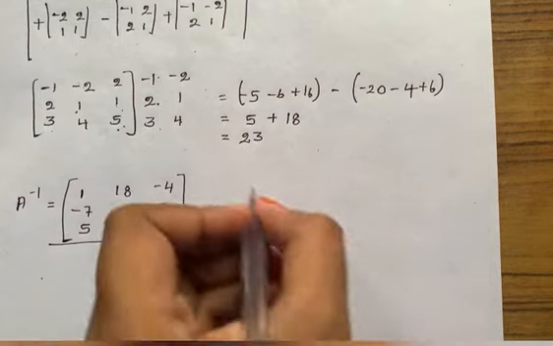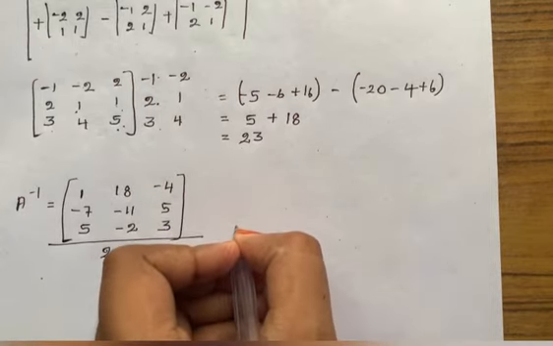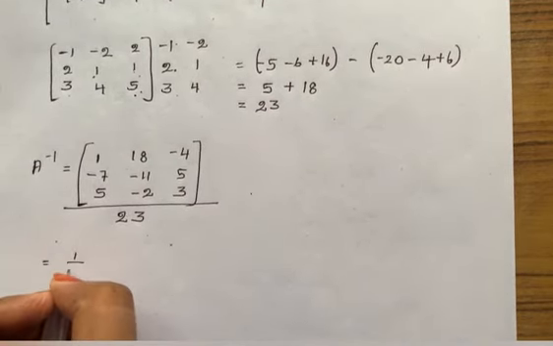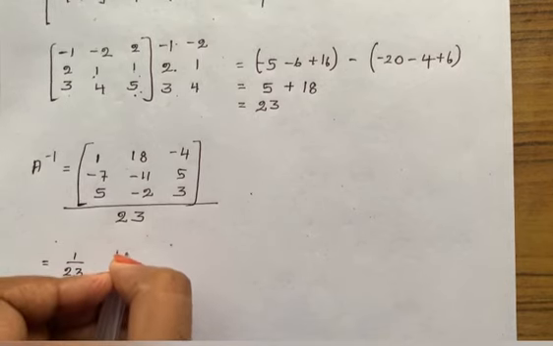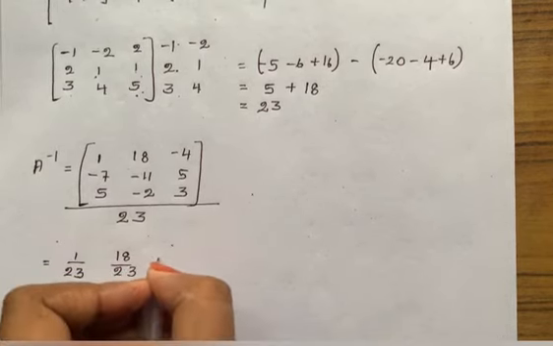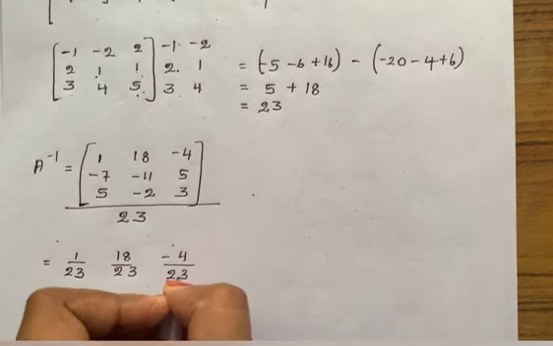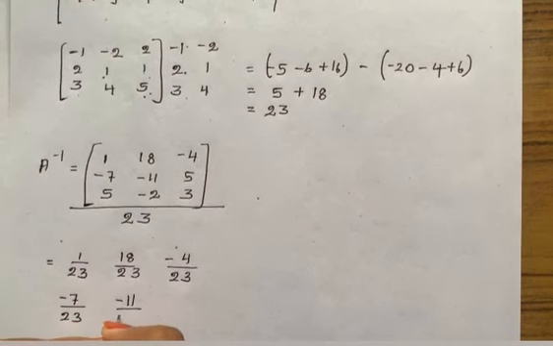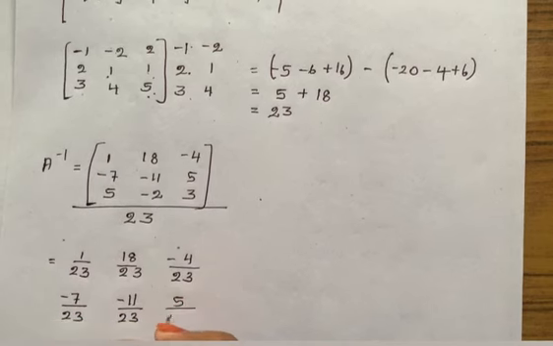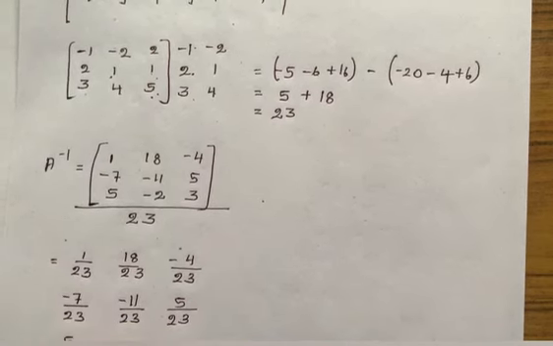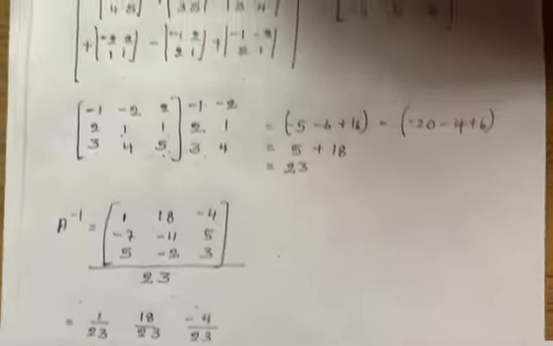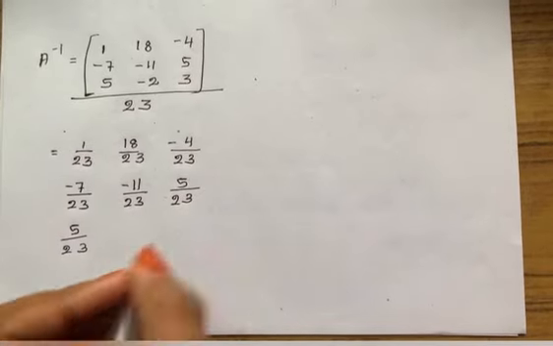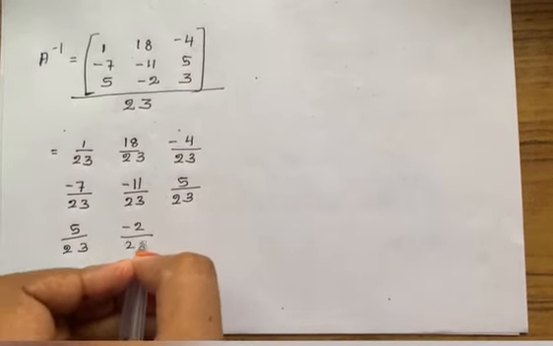Okay, so we have to multiply that. So 1 over 23 would come like that. So yes, I'm writing them. 1 over 23, 18 over 23, minus 4 over 23, minus 7 over 23, minus 11 over 23, 5 over 23, 5 over 23 because they are the same, and minus 2 over 23 and 3 over 23.